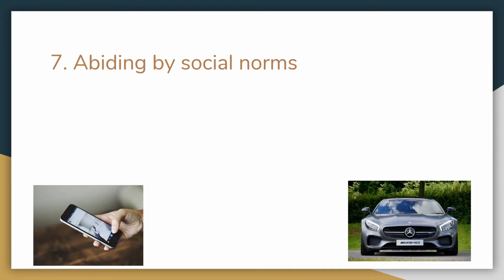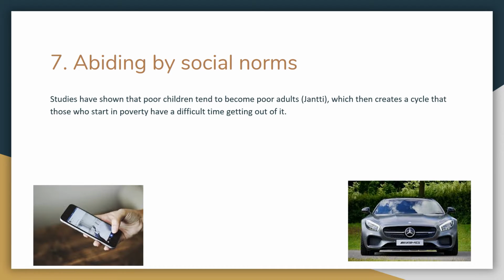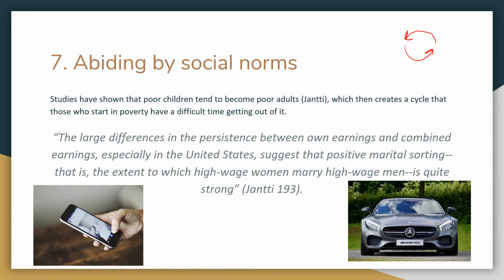To look more into Capability 7, studies have shown that poor children tend to become poor adults, which then creates a cycle that those who start in poverty have a difficult time getting out of. According to Chetty, the large differences in the persistence between own earnings and combined earnings, especially in the United States, suggest that the positive marital sorting, that is, the extent to which high-wage women marry high-wage men, is quite strong. This suggests that social exclusion is a real thing for those coming from poverty.